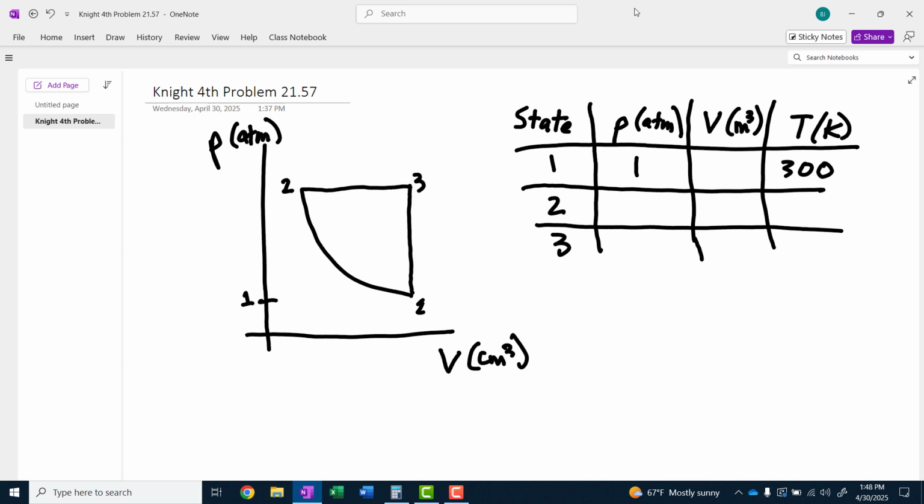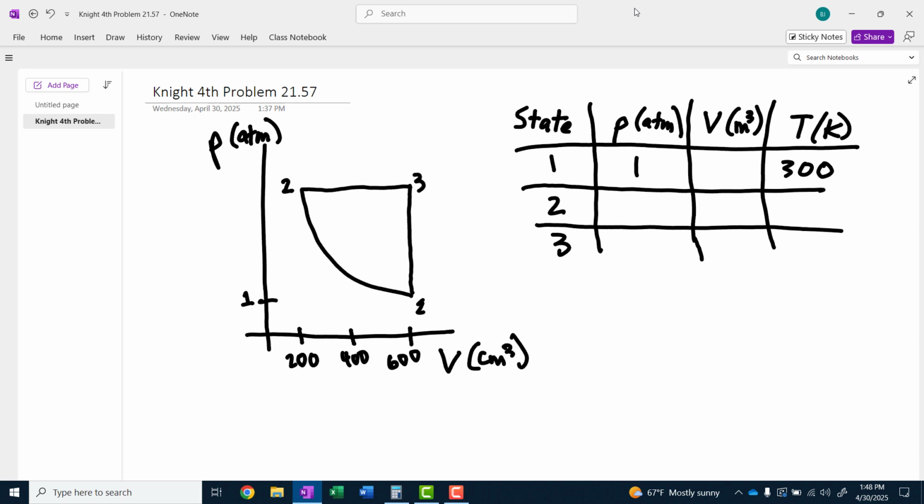And we can also read the volume off of the plot. We're told that this is 600 cubic centimeters. And then of course this is 400. And they even give us the volume for state 2, 200. So some of these state variables we can read off of the graph, and then there's one that's given in the statement of the problem, the temperature.